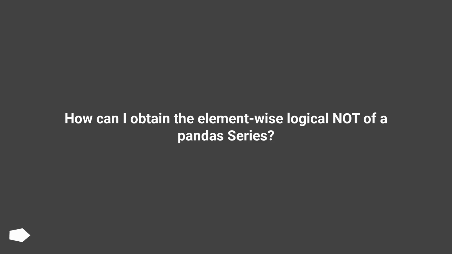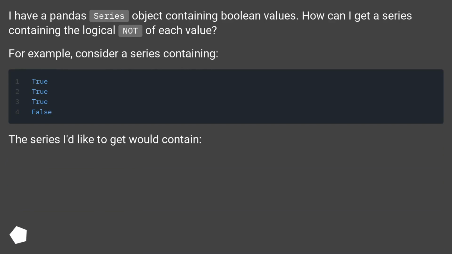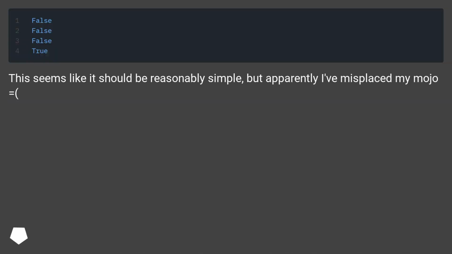How can I obtain the element-wise logical not of a pandas series? I have a pandas series object containing boolean values. How can I get a series containing the logical not of each value? For example, consider a series containing... The series I'd like to get would contain... This seems like it should be reasonably simple, but apparently I've misplaced my mojo.